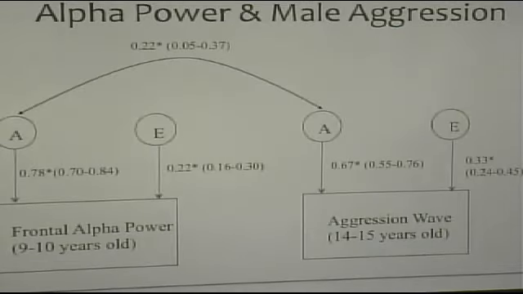And these were the results for the males. We find that frontal alpha power is highly heritable. Here I squared it for you just to make a little more accessible what it means to have a correlation. So frontal alpha power was 78% heritable and 22% influenced by E. The C is no longer significant. And same with aggression in wave 14 to 15, there was no C that emerged here either, 67% heritable.